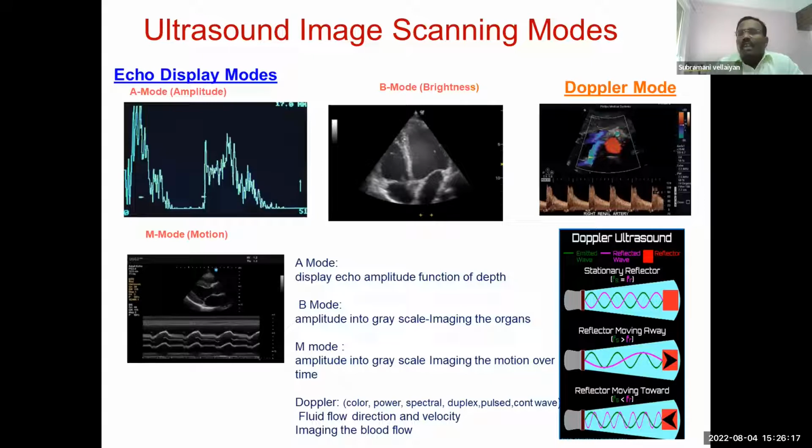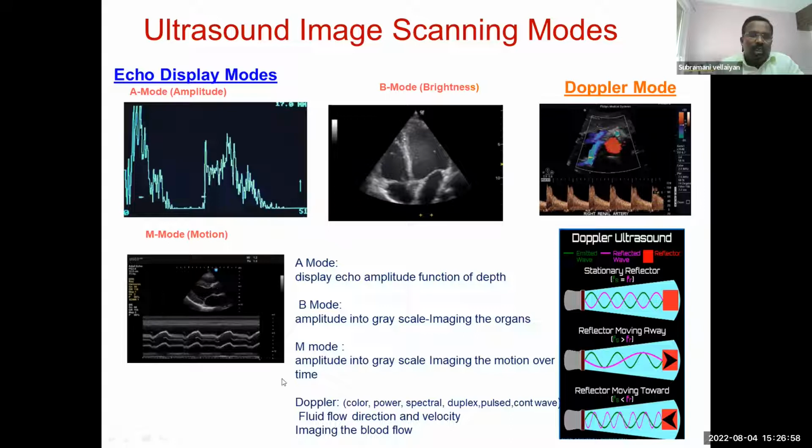We all know that in ultrasound, different modes of scanning are possible. Based on the echo display, we can classify them as A mode, B mode, and M mode ultrasound. A mode ultrasound is nothing but the echo patterns displayed as a function of echo amplitude against depth. Whereas B mode is amplitude into grayscale, which gives the imaging of organs. And M mode means amplitude into grayscale for the imaging of the motion of organs over time.